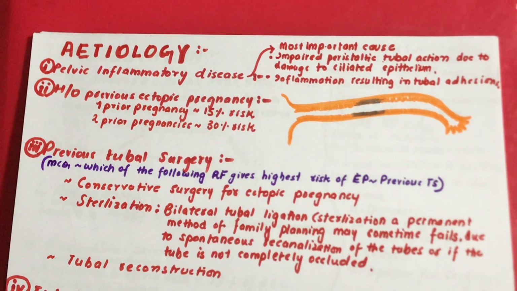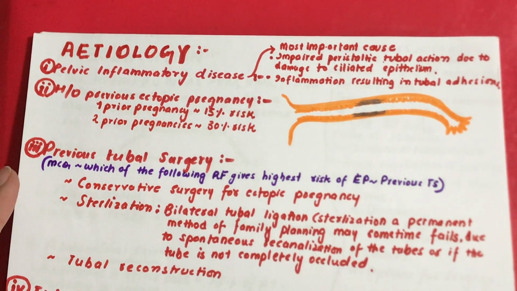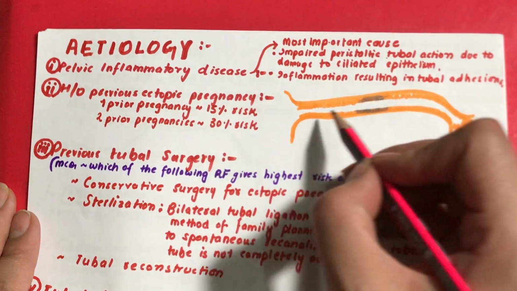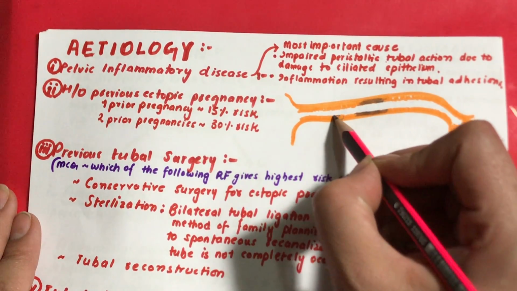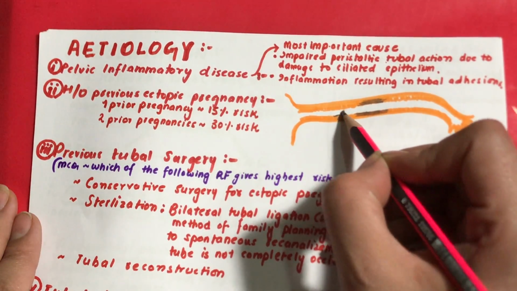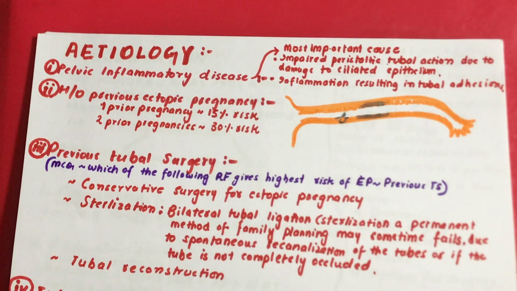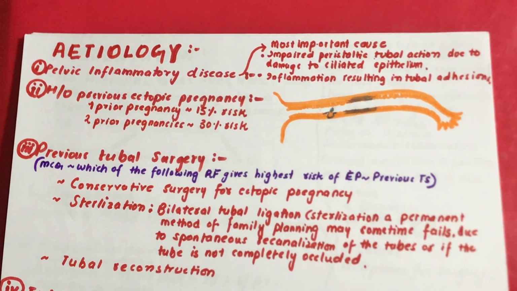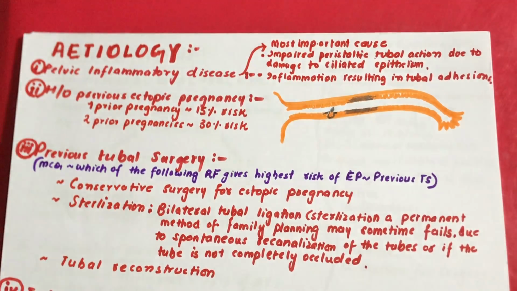In severe cases, the inflammation results in intratubal adhesion, creating gland-like spaces, and the fertilized ovum may get trapped in the spaces and implant. If a space has formed here and the fertilized ovum gets trapped here, it still leads to ectopic pregnancy. What is the second cause?